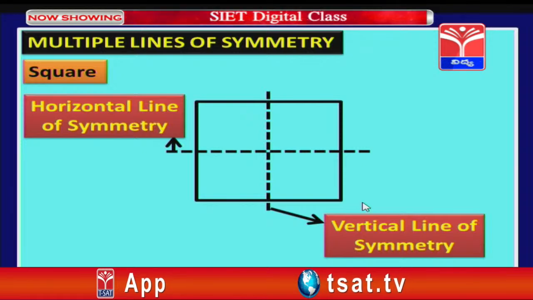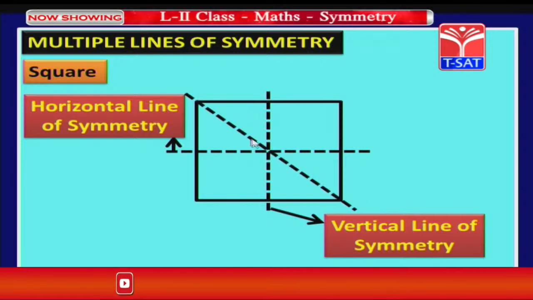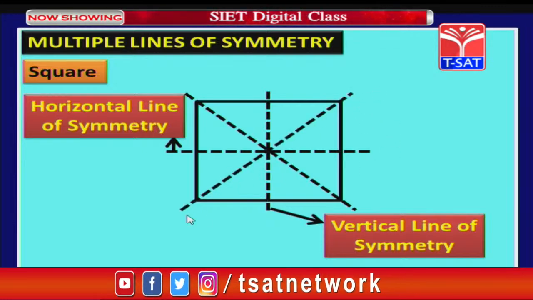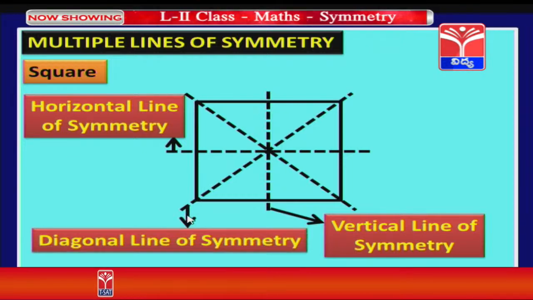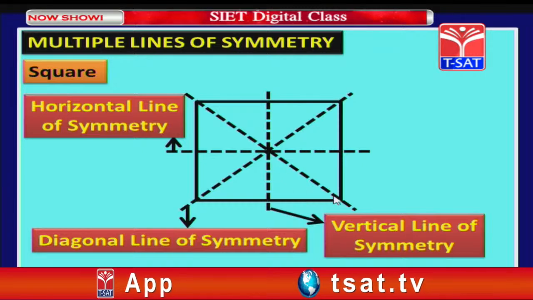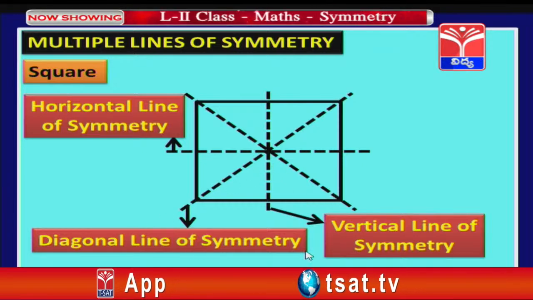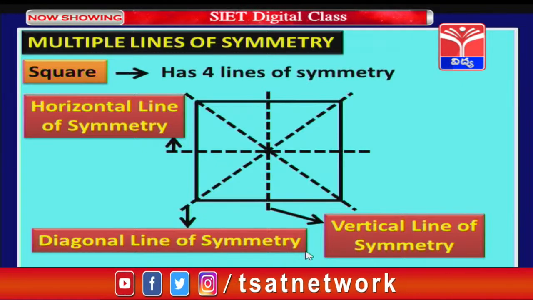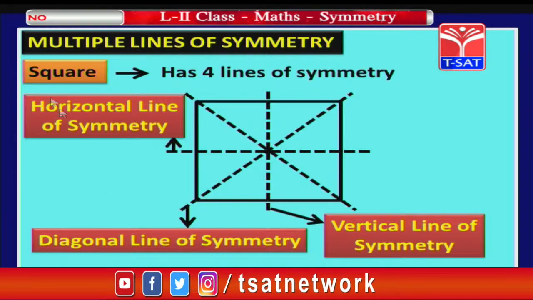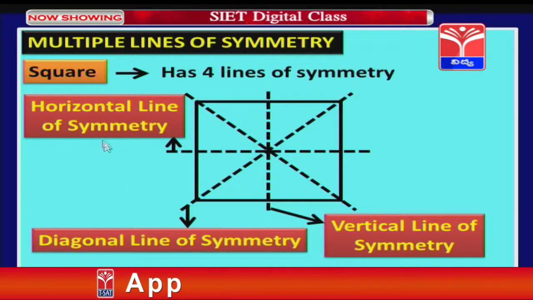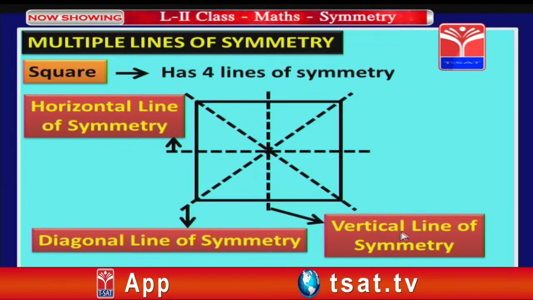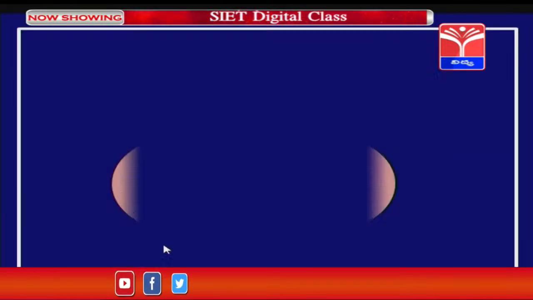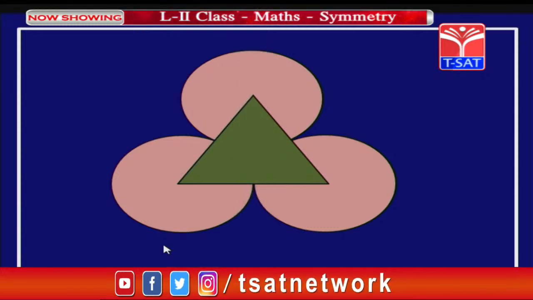Now, let us draw a diagonal over here. Now, when I draw a diagonal over here and I fold across that, or if I draw one more diagonal here and fold along the diagonal, then you will see that the square is symmetric about that diagonal also. So, we call it a diagonal line of symmetry. So, altogether how many lines of symmetry are there for this, children? Yes, it has 4 lines of symmetry. That means, a square has 4 lines of symmetry, of which one is a horizontal line of symmetry, the other one is a vertical line of symmetry, and then 2 diagonal lines of symmetry. Got it children?